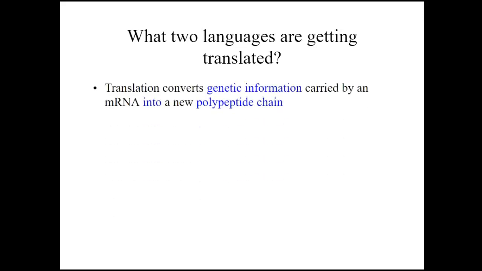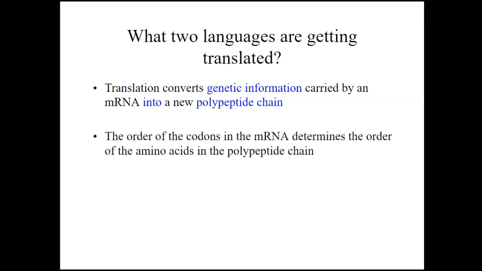So what 2 languages are getting translated at the ribosome? It's going from genetic information, the language of genetic code, into polypeptide, into protein. So from nucleic acid code to protein code. The order of the codons determines the order of the amino acids in the polypeptide chain. So where does translation happen again? Make sure that you keep it straight. Transcription happens in the nucleus at the gene. Translation happens at the ribosome. And that's going to be out in the cytoplasm.